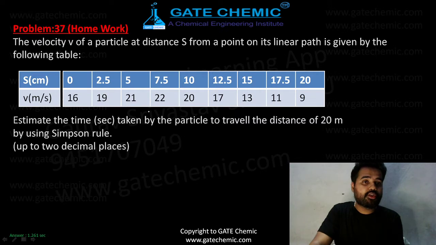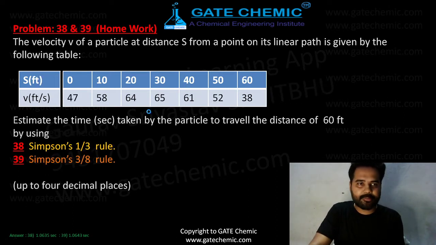This one is a beautiful problem, your homework, beta. Here the velocity v of a particle at distance s from a point on its linear path is given by the following table. Estimate the time taken by the particle to travel the distance of 20 meter by using Simpson's rule up to 2 decimal places. You can see the answer here below: 1.261 second. Up to 2 decimal places, your answer will be 1.26 second.